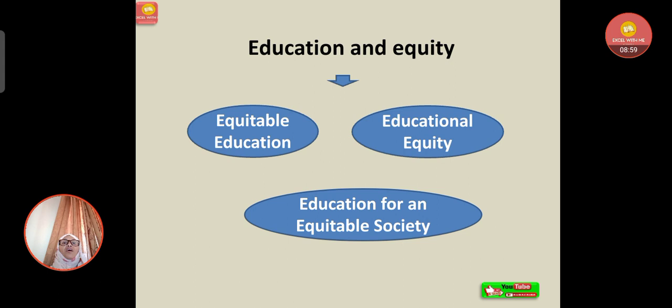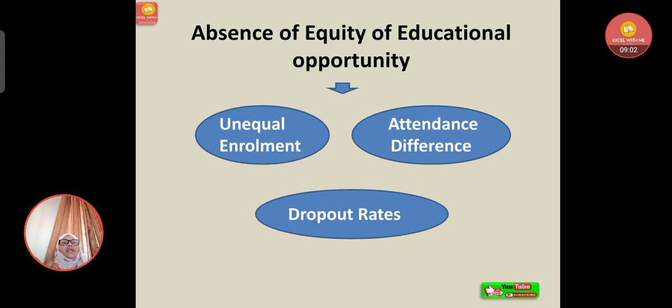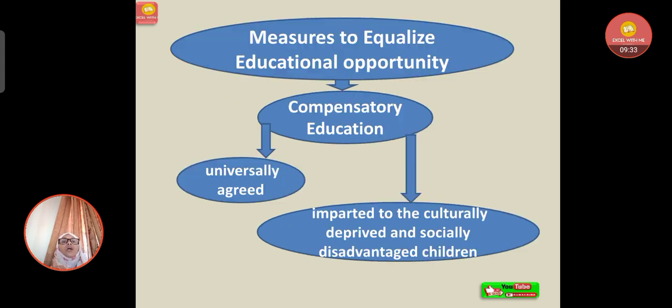Absence of equity of educational opportunity. Let's see here: unequal enrollment, that is difference on the basis of gender, religion, caste, etc. Then secondly, attendance difference, that is urban-rural divide and gender-based differences. Thirdly, dropout rates at primary and upper primary, and the reasons behind higher dropout rates of girls. So these are the terms we need to understand regarding absence of equity of educational opportunities.